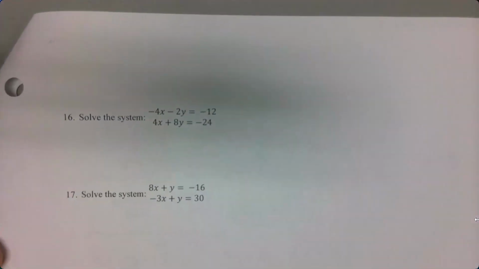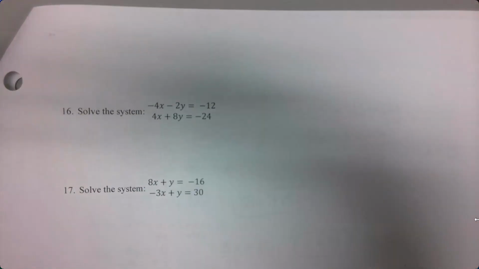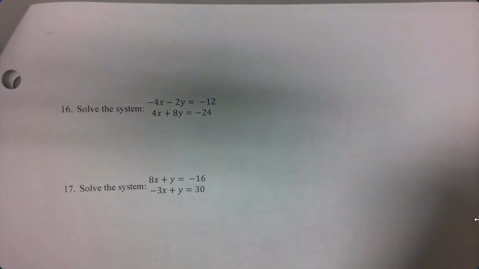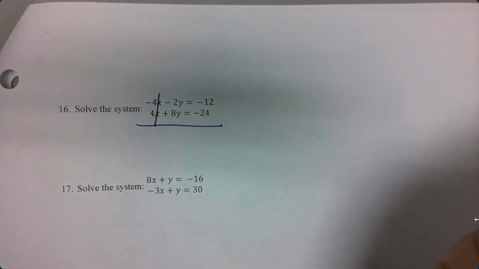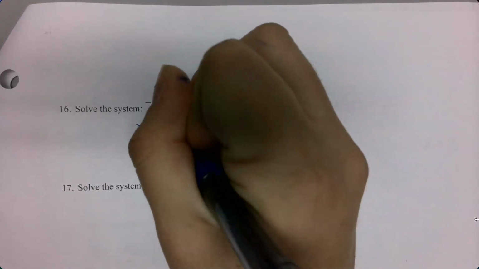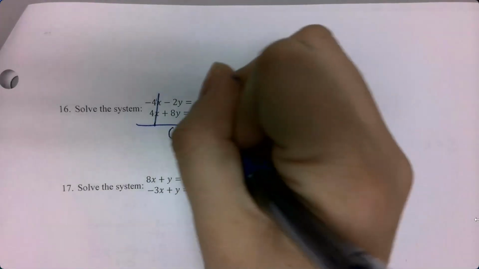Moving on to my last page. This one wants me to solve my system. It's already set up where both of them are in standard form, and my x's have the same coefficient, opposite sign. So I'm going to use elimination. I'm going to add down. My 4x's cancel out. Negative 2y plus 8y is 6y. Negative 12 plus negative 24 is negative 36.